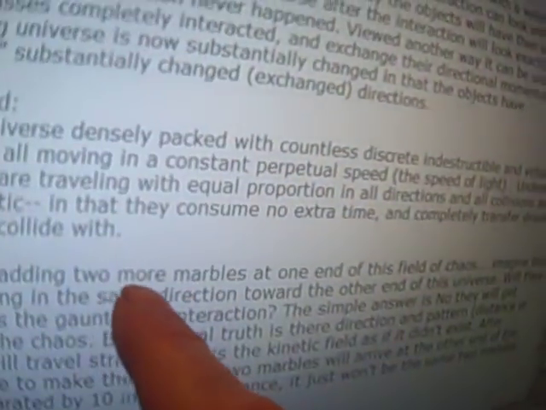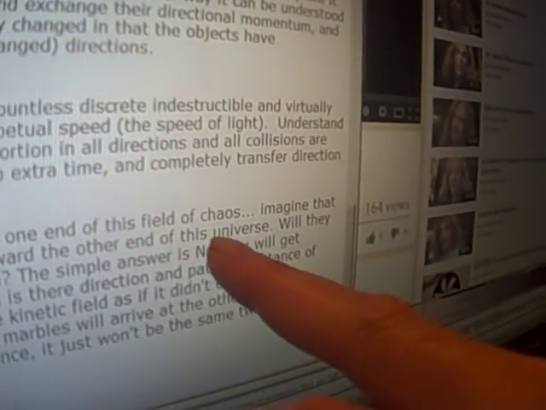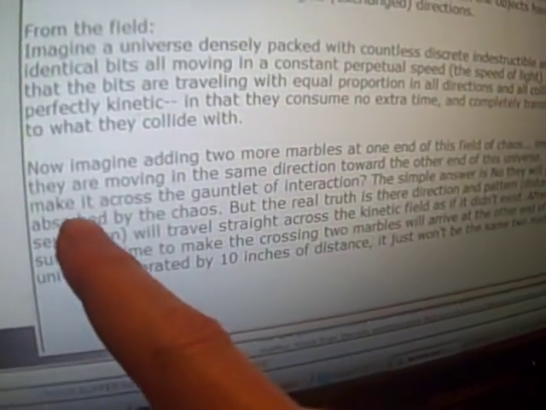Anyway, now imagine two more marbles at one end of the field of chaos. So you have this huge universe, and we're just going to add two marbles at one end. Imagine they are moving in the same direction towards the other end of the universe. So they're like a photon. They're separated by some distance, an exact distance. Question: will they make it across the gauntlet of interaction? Will they get across the entire universe and be received as two marbles, say 10 inches apart?